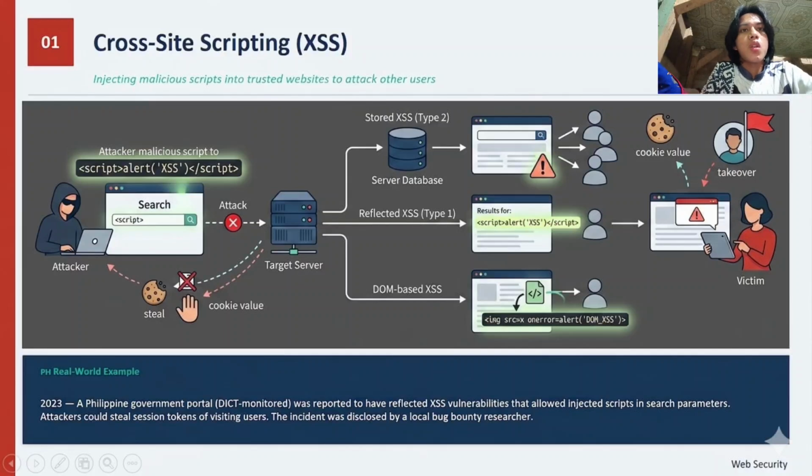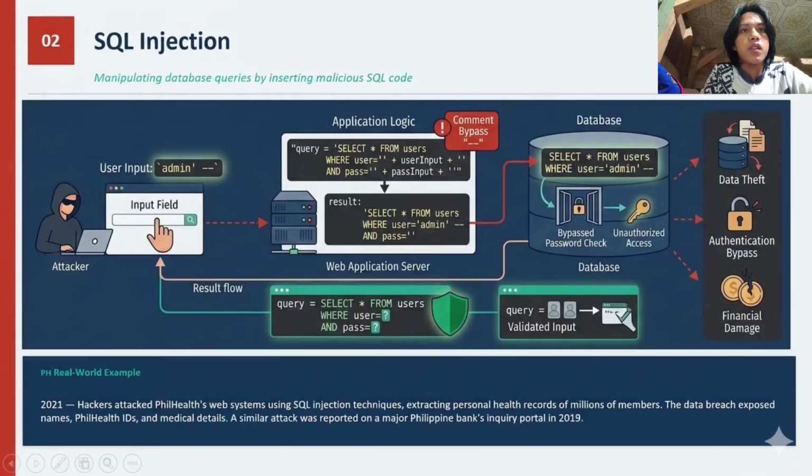Locally, a 2023 vulnerability in a Philippine government portal showed the risk firsthand. Reflected XSS in search parameters could expose session tokens of visiting users, discovered by a local bug bounty researcher. Next is SQL injection.